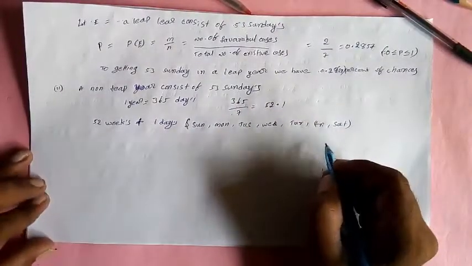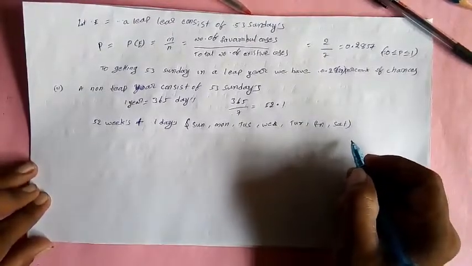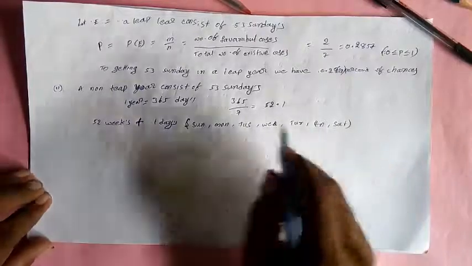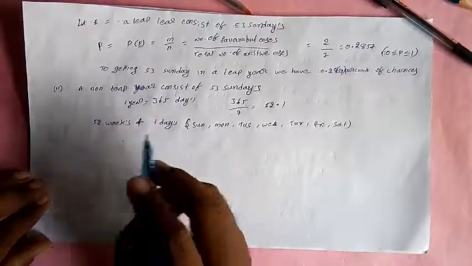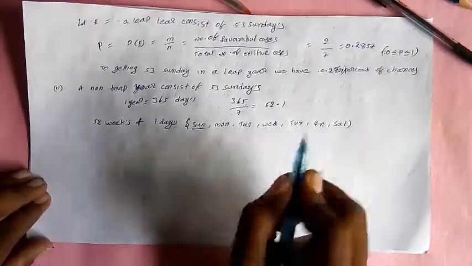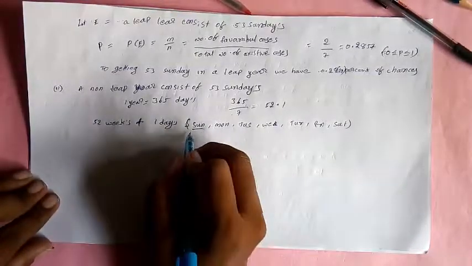There are 7 exhaustive cases in this, that means 1 week has 7 days. In this, only 1 day is favorable, and we want only Sunday. So there is only 1 day, that is Sunday, so the number of favorable cases is 1.